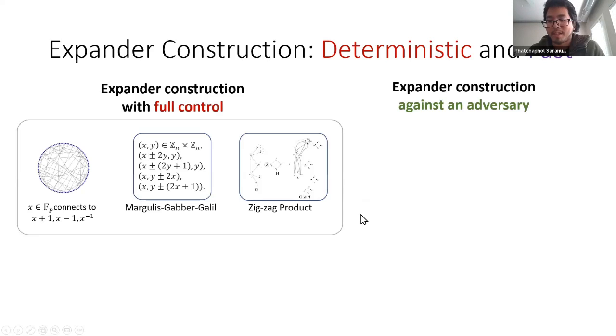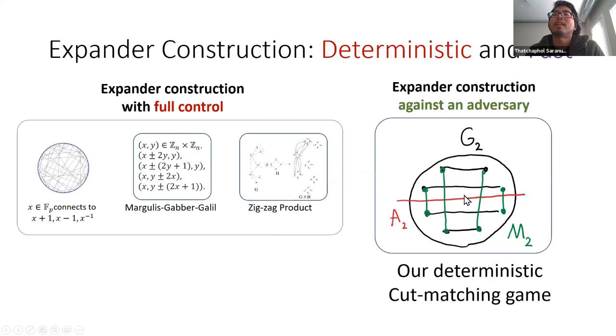The last thing that I think might be nice to note is that we know many expander constructions which are deterministic and fast. Mathematicians showed this, like the zigzag product. So how to construct expanders fast and deterministically is known. But this is when you have full control of the graph. What cut matching can give you is that you can construct an expander even if there is some adversary in the framework. And what we show is that we can construct this deterministically and fast. I just think it's a nice perspective on how to construct expanders.